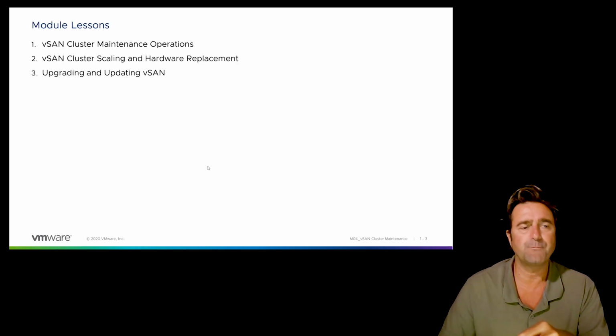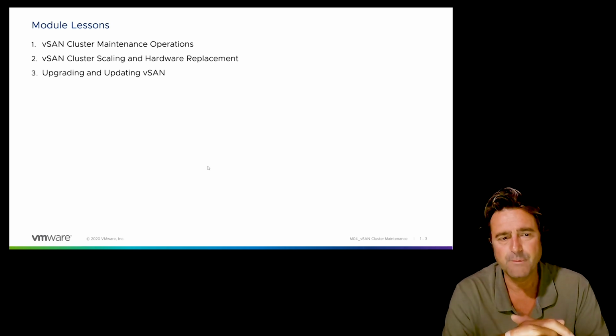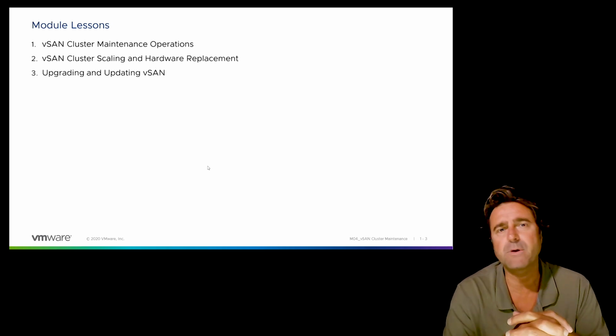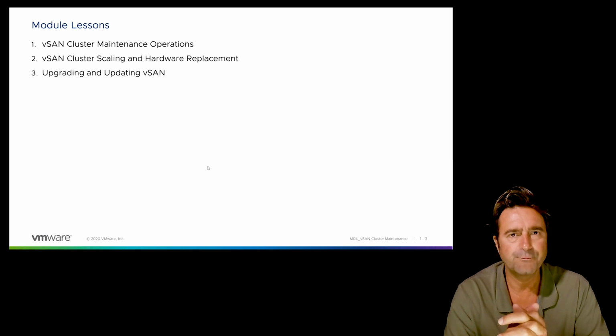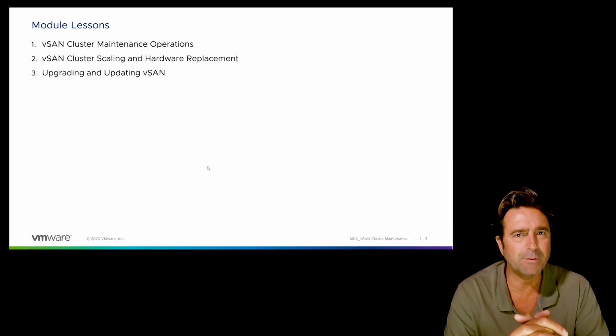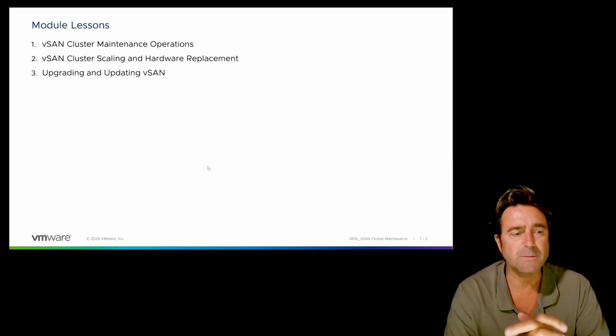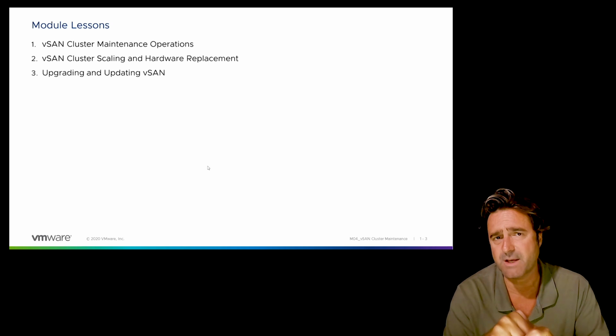So if you take a look, this chapter has 3 lessons. The first one deals with what happens when you put a host in maintenance mode. The second one deals with growing the cluster and replacing faulty hardware. The third one talks about upgrading and updating virtual SAN.